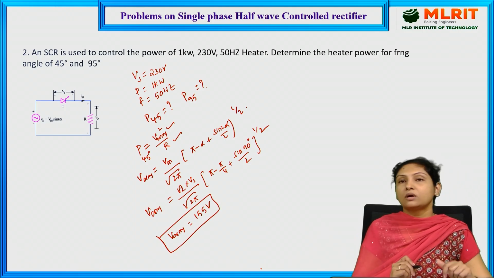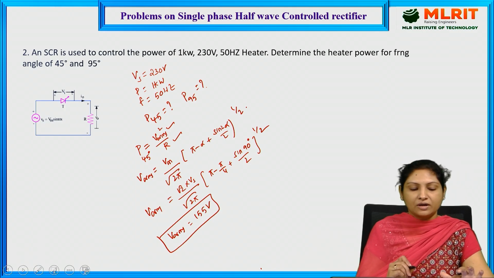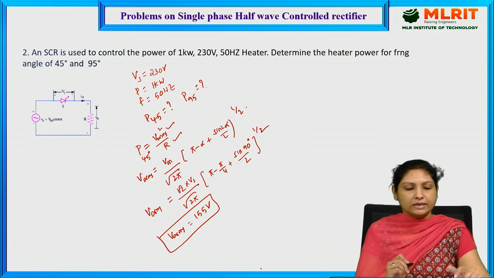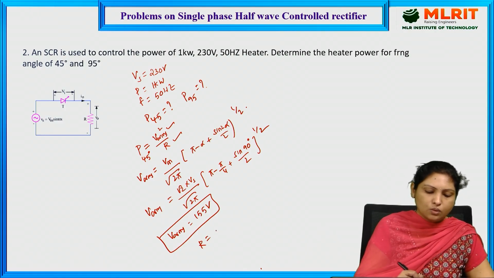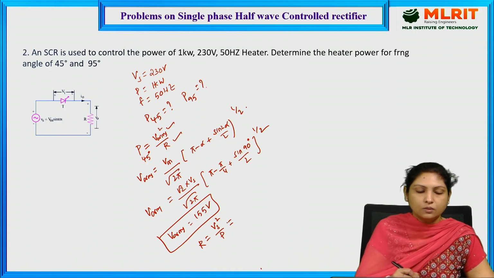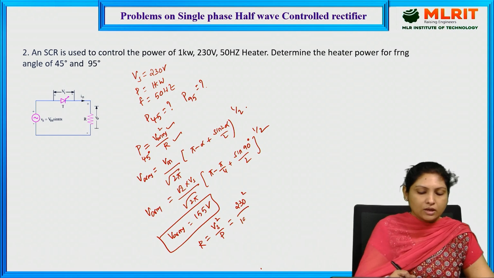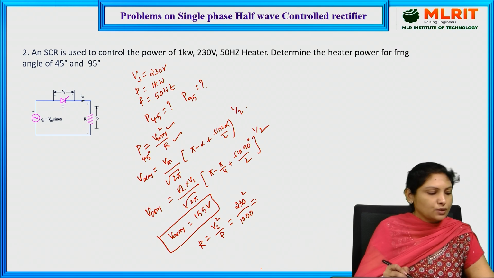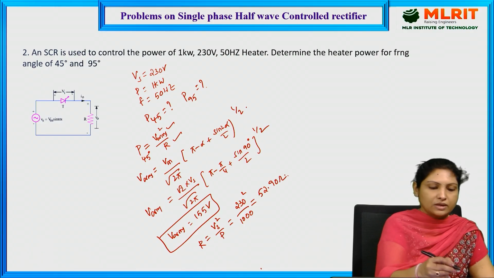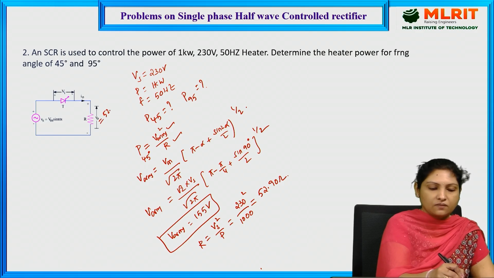Since we have got V0 RMS, if we can find out the value of resistance, we can find out the value of power absorbed by the heater. Resistance is equal to Vs square by P, since power is given. Here Vs is 230 volts, so 230 square divided by power, which is 1 kilowatt, let me write it as 1000. The value of the resistance will be 52.90 ohms. This is the value of the resistance given in the problem.